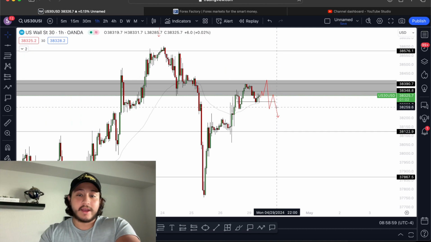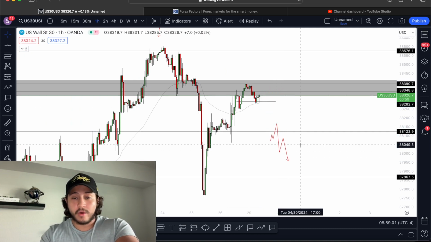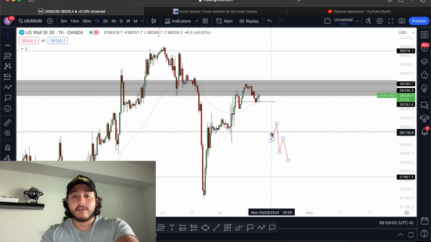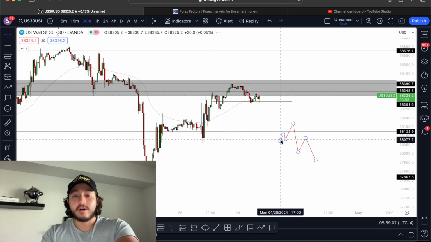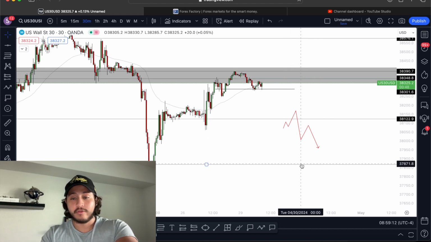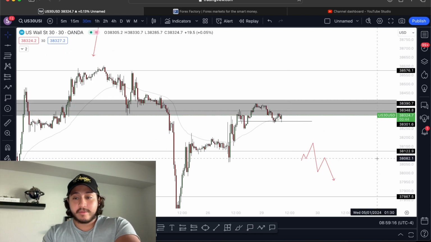Now let's say we do get a candle closure under this structure, then simply wait for the break and retest to make sure that this support structure can remain itself as resistance. If it does, this will also be a good area to take a second entry, targeting back down into these lows over here, which will be my final take profit for this morning. So that's it for US30 sells.